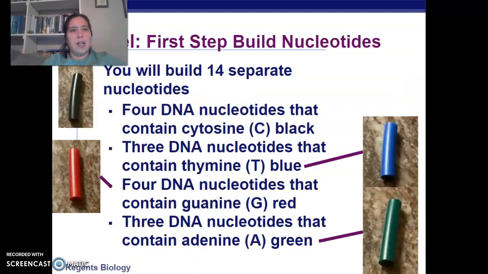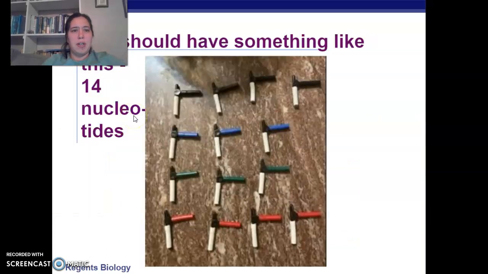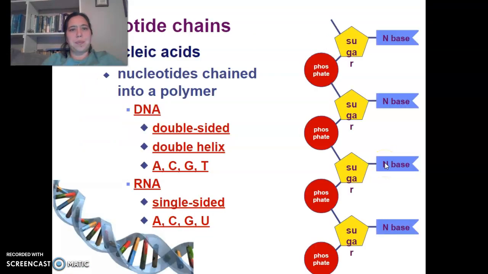So for those of you in class with access to the modeling kits, you're going to now build 14 separate nucleotides. And using these pieces here, it should look something like this when you're done.